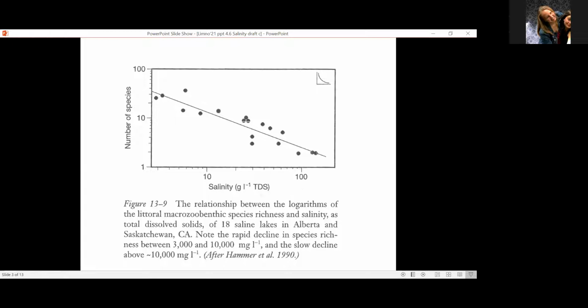And what you can see is on the x-axis, as salinity increases, the number of different species goes down. Species richness declines with increasing salinity.